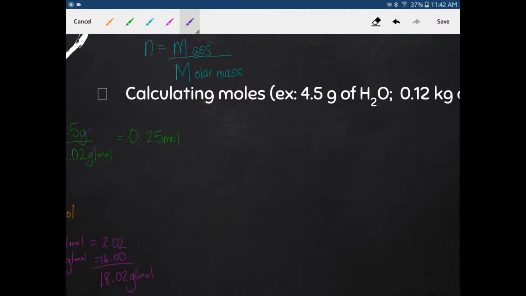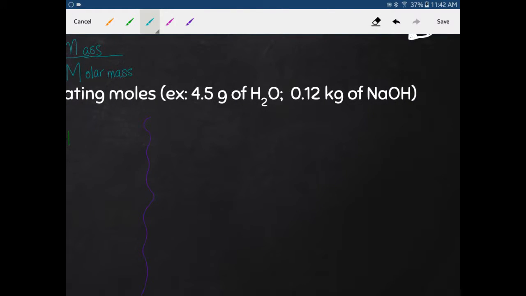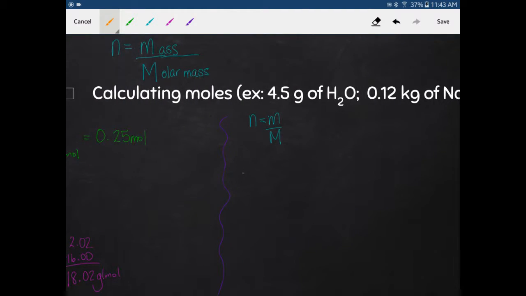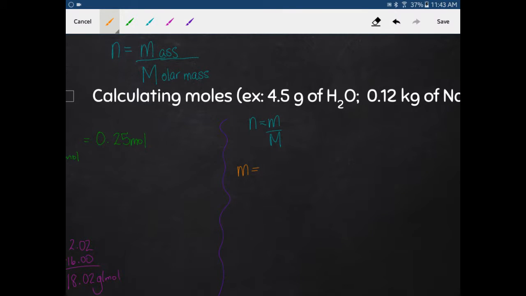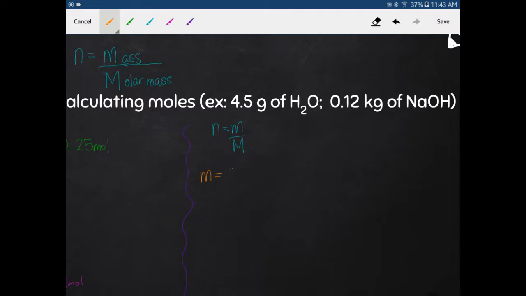Let's take a look at our next example here. We have 0.12 kilograms of NaOH. So let's again write moles equals mass over molar mass. I have my mass equals 0.12 kilograms. And my molar mass, I'm probably going to have to do a calculation for. Also, because my units are in kilograms, I should convert this into grams. So I go 1, 2, 3 places over, so this is equal to 120 grams.